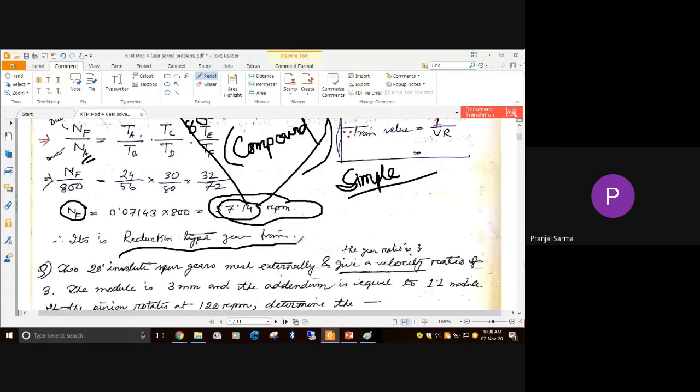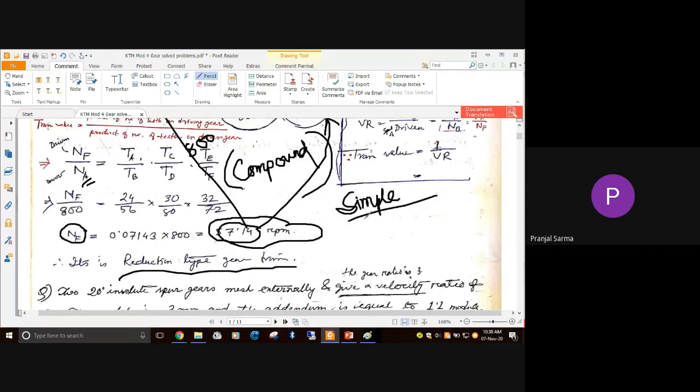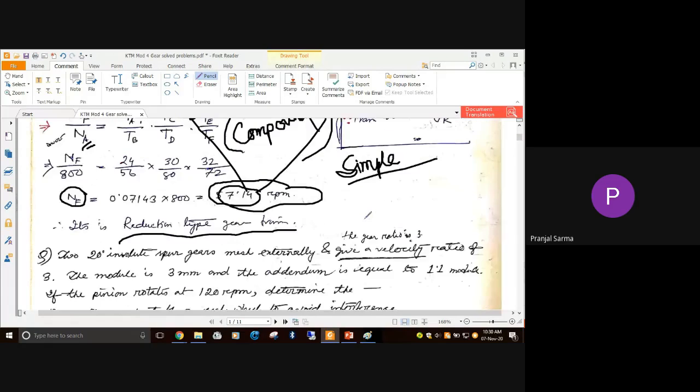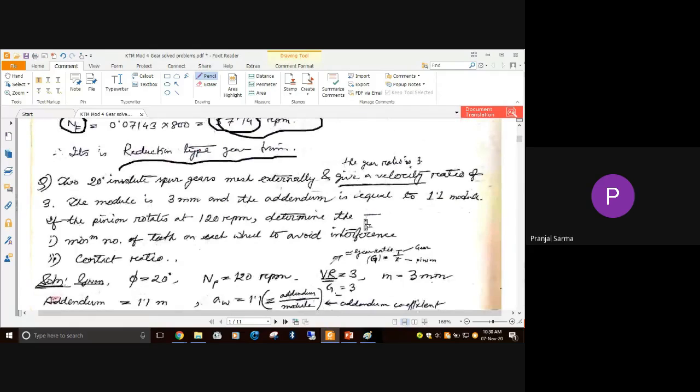Okay. If someone asks you to comment on the gear train, what kind of gear train is this? Then from the velocity we can say that it's a reduction type. Okay, so this completes this very simple problem. Understood? It's very simple.